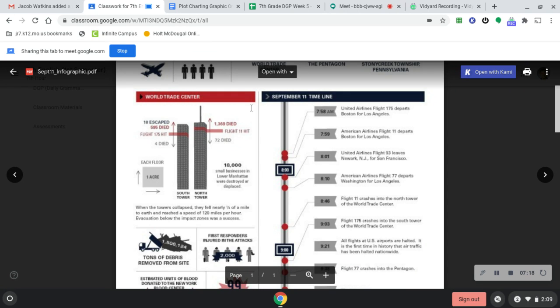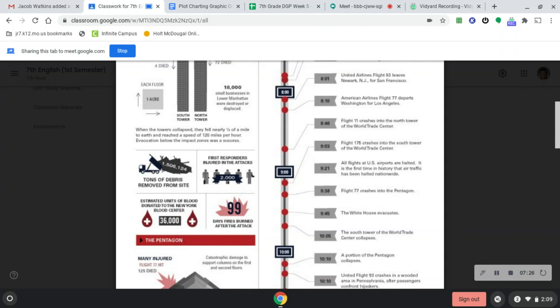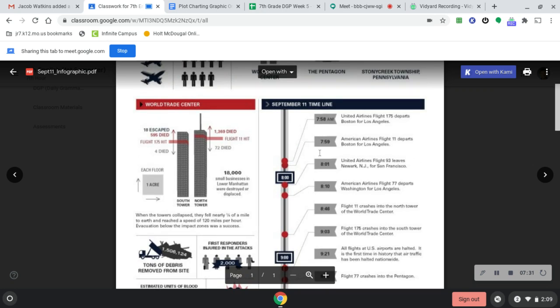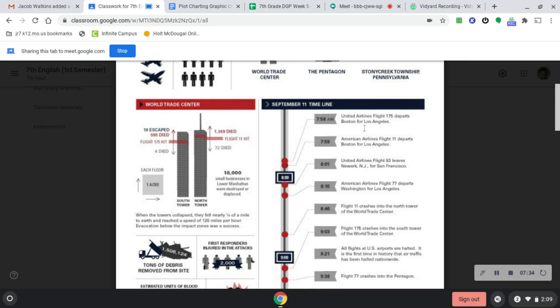So where the impact is, where you see it at, you can see that 4 people died south of that. 72 people died south of the impact area. But look at the number that occurred above. Think of the lucky 18 people that escaped the south tower from above the impact site.